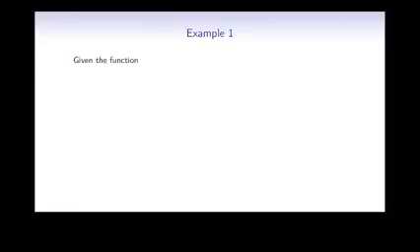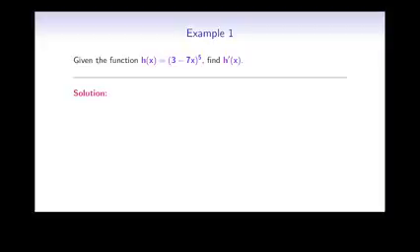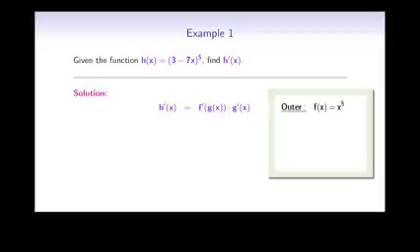Here's the first example. Given the function h of x is (3 minus 7x) to the fifth power, find h prime of x. Here's the solution. Recall the chain rule tells us that h prime of x is f prime of g of x times g prime of x. Here f is the outermost function and g is the innermost function. In our particular example, we see that the outermost function is x to the power of 5, and the innermost function is 3 minus 7x.